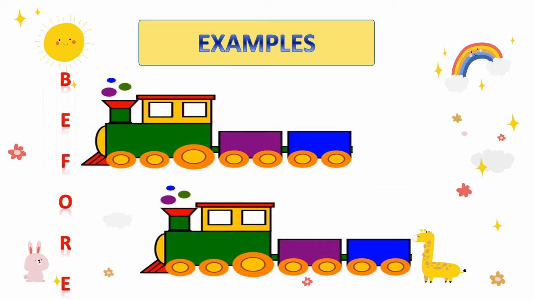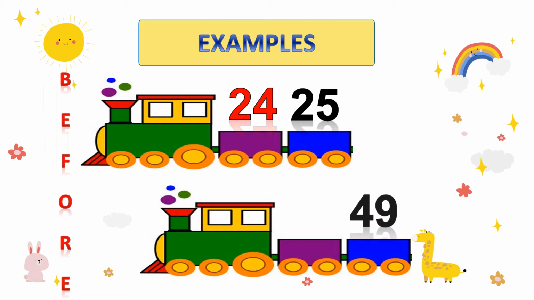Let's practice more. Here we have number 25. So, which number comes before 25? Backward, backward. Yes, it's 24. Here we have number 49. So, which number comes before 49? It's 48.